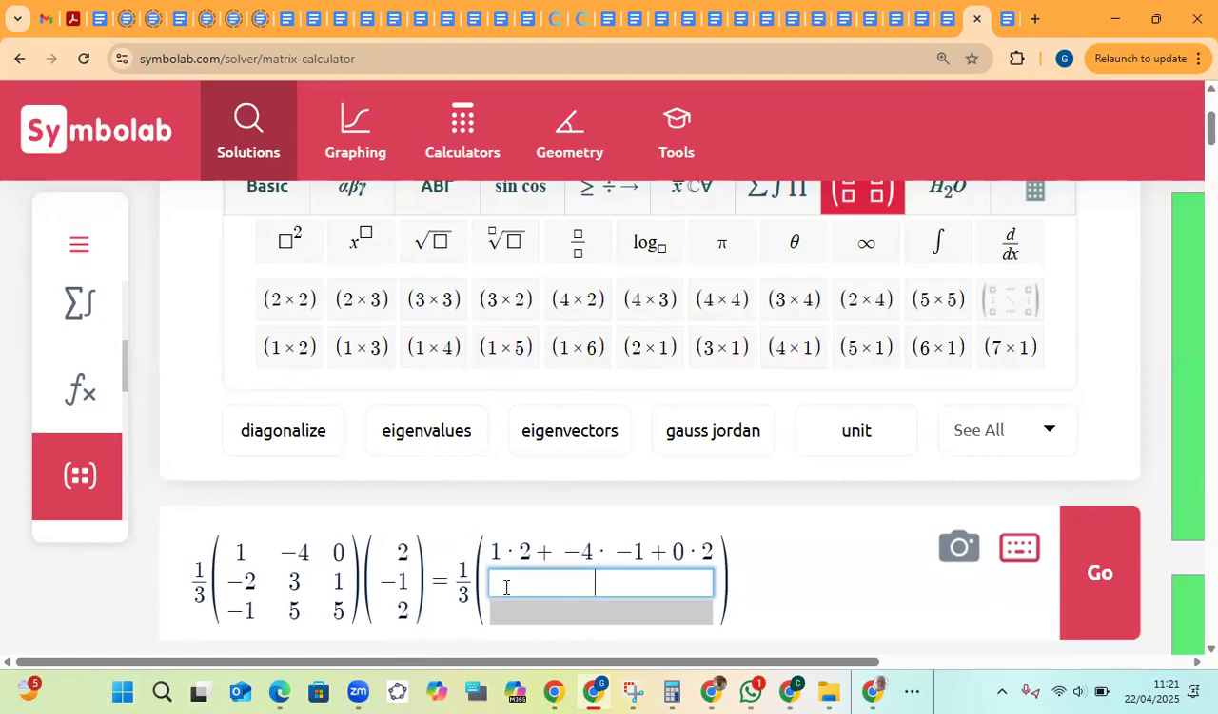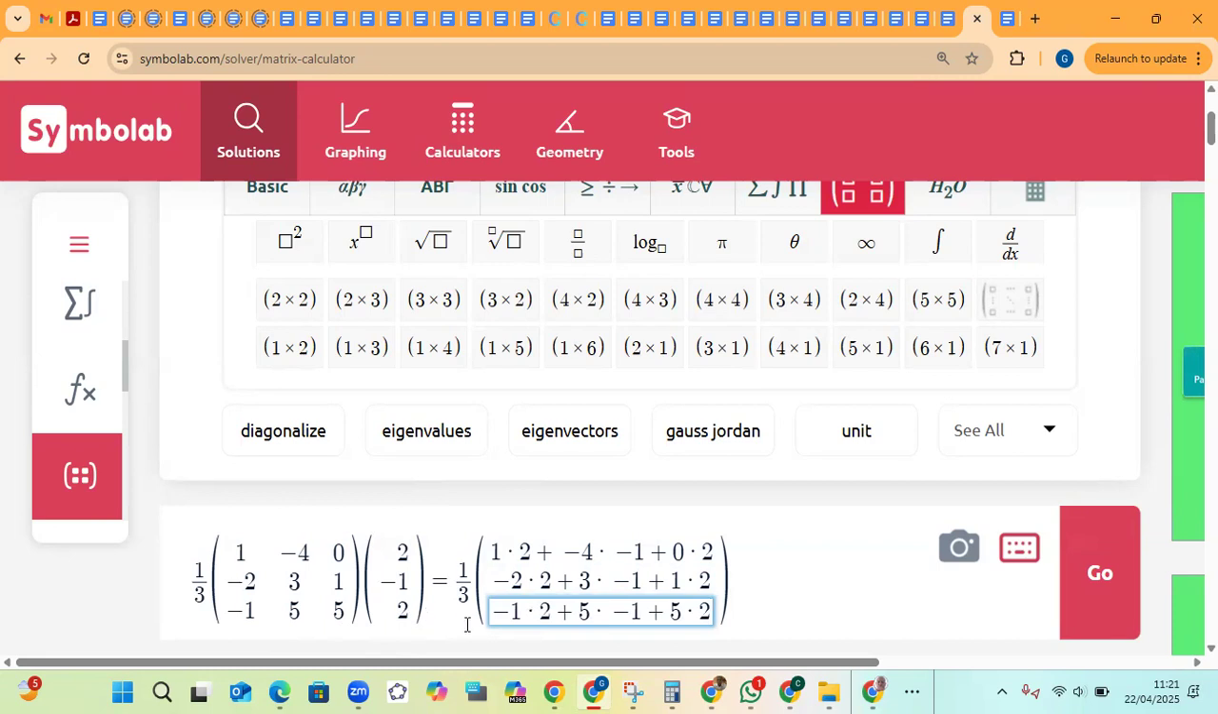So let's go to the second row now. Minus 2 times 2 plus 3 times negative 1 plus 1 times 2. So you can pause the video and do this and verify that you can actually do it without watching. Minus 1 times 2 plus 5 times negative 1 plus 5 again times 2.